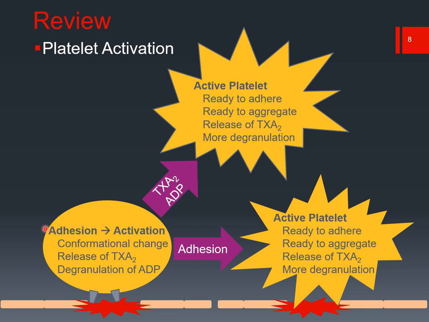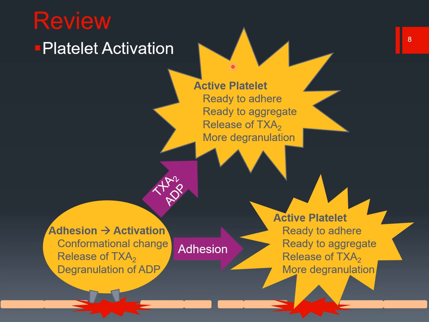As we adhere to the injury, whether it be through 1A or 1B or both, we get a conformational change of that platelet. So instead of being this smooth, round-ish platelet, we then get these very active, extended-armed platelets, as you'll see here. That conformational change also causes the release of thromboxane A2 and degranulation of the vesicles, including ADP within that vesicle, which is very important for further activation of neighboring platelets.